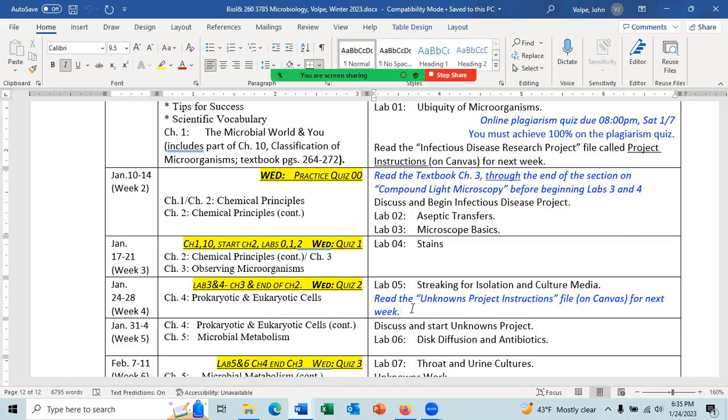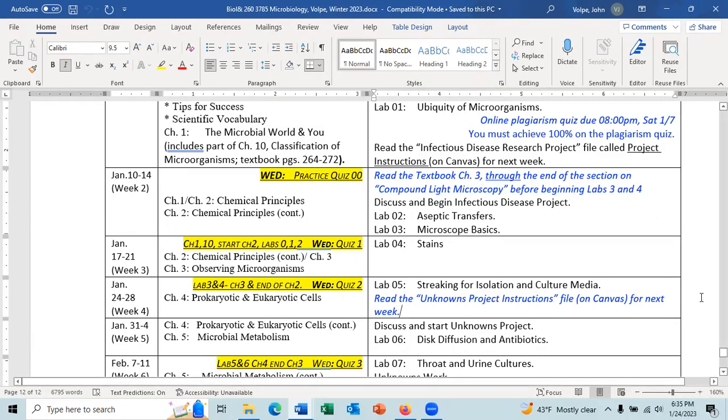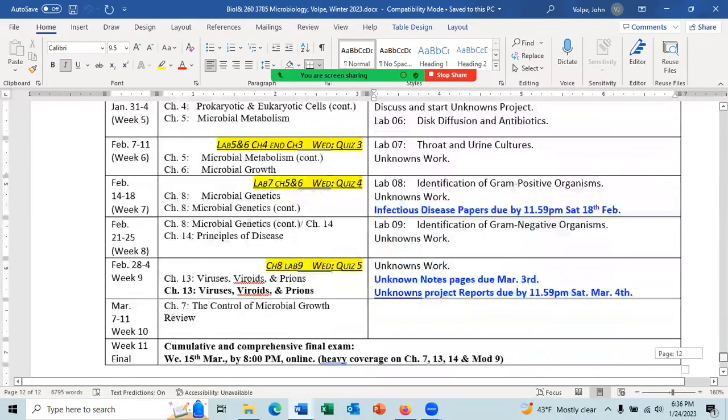The unknown project is a project you will be starting week 6. I'll discuss it on Tuesday, and then we will begin the project and you will be working on it nearly to the end of the term. It will take you that long to get it done. It's going to be turned in Saturday, March 4th.